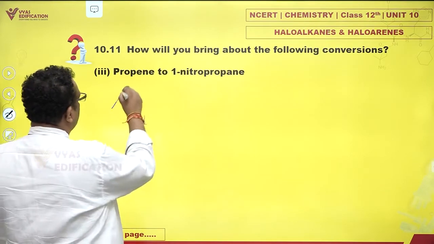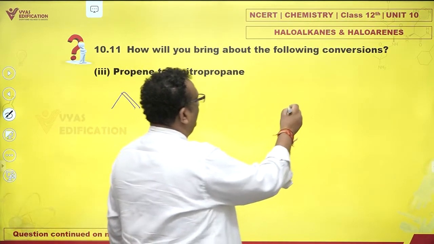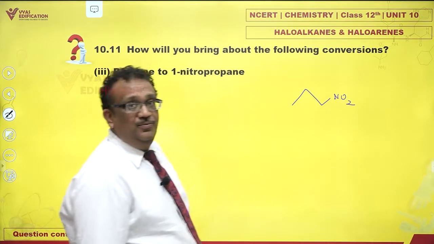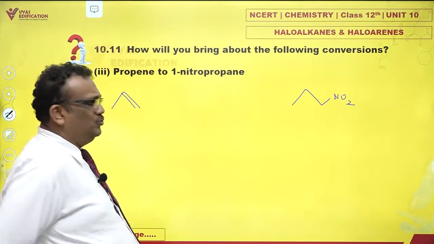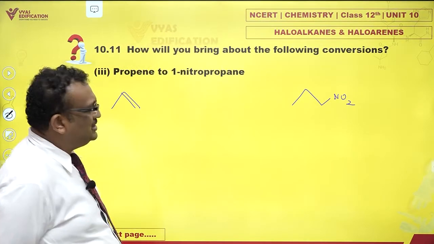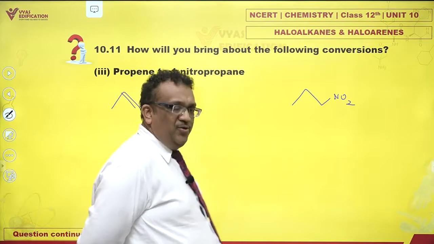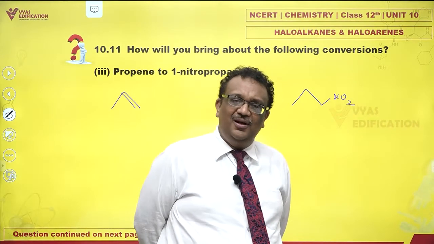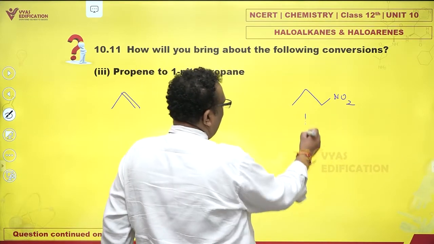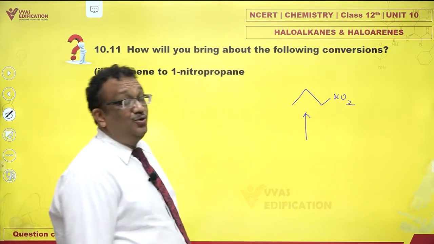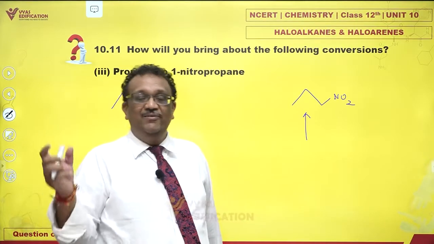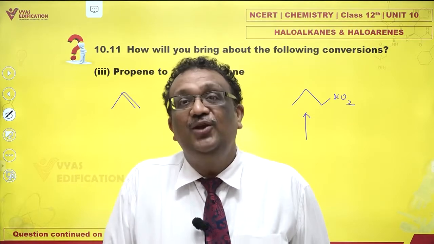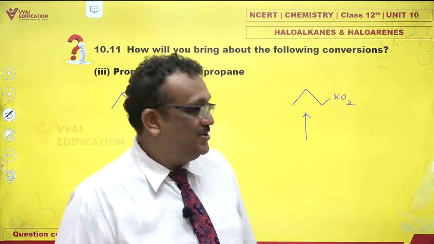Now, this is propene. And this is 1-nitropropane. How do you do this? Well, honestly, the nitro group is not a very comfortable group to insert. How shall we insert that? Well, this can best be done by nucleophilic substitution. If you use NO2 minus, normally oxygen attacks. You use AgNO2 if you want nitroalkanes.